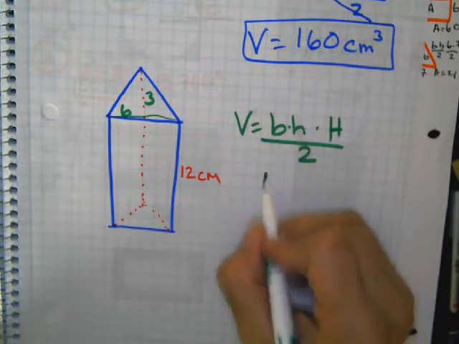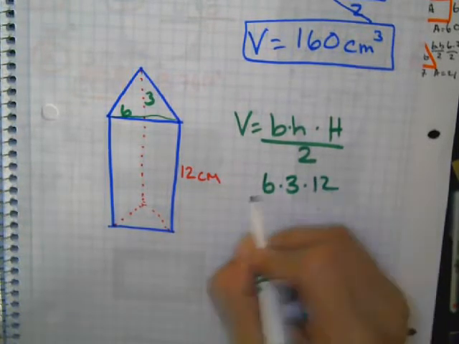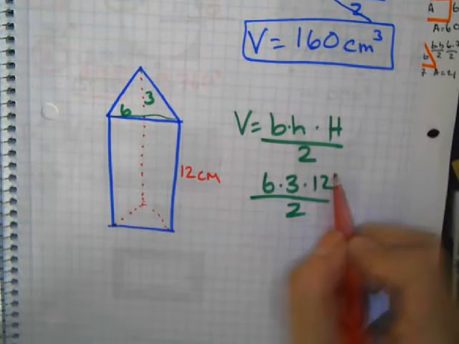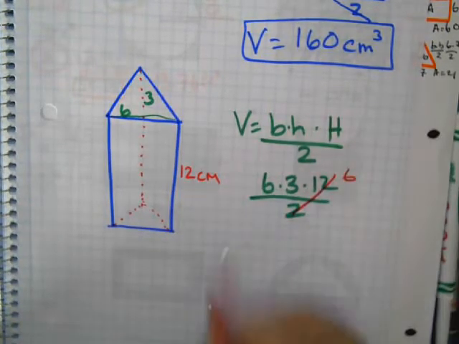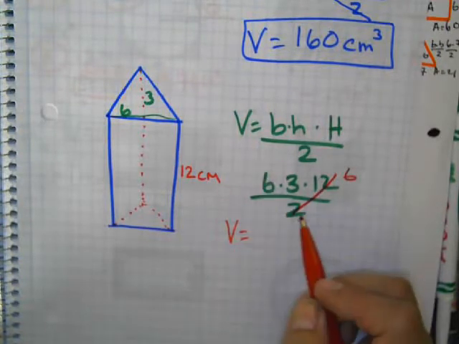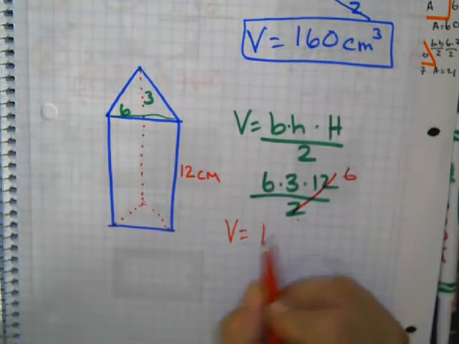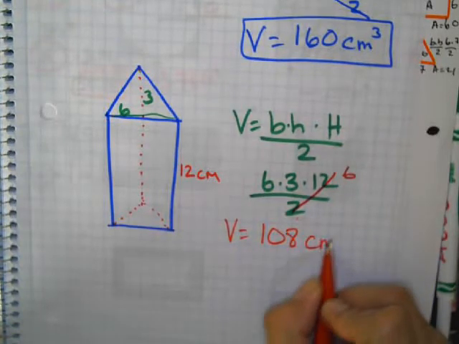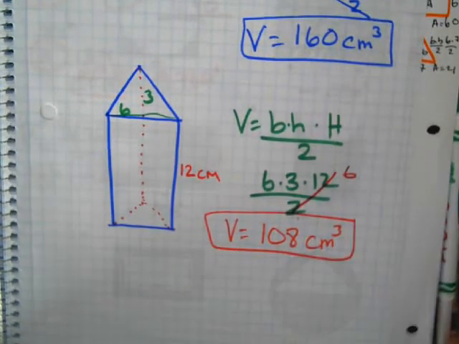Good job. 6 times 3 times 12 divided by 2. Go over here and make that a 6. So volume equals, oh, I could have done that to a 3. So 9 times 12, 108 centimeters cubed.